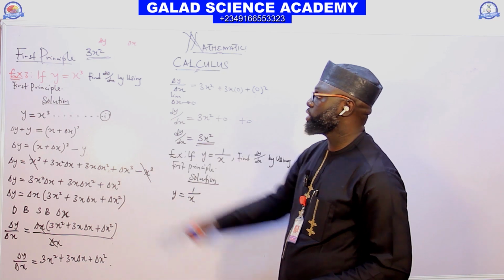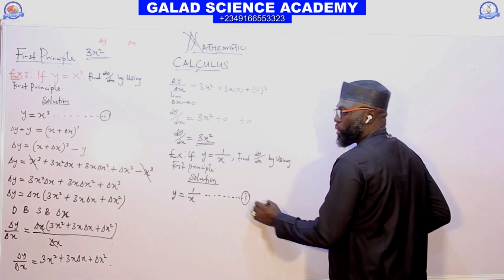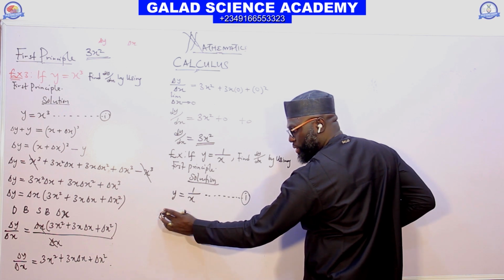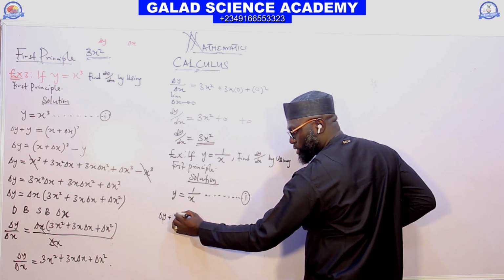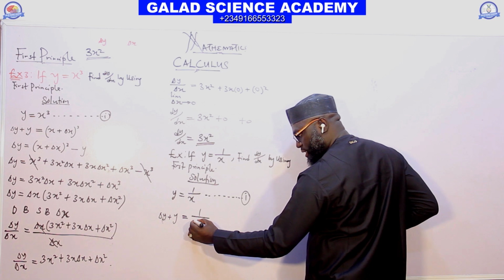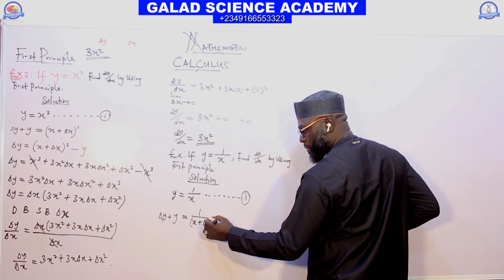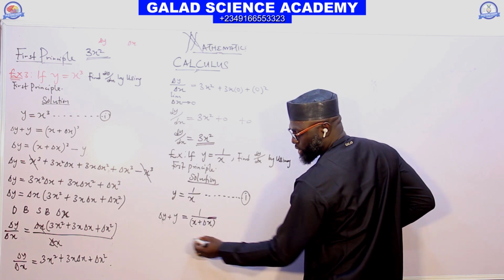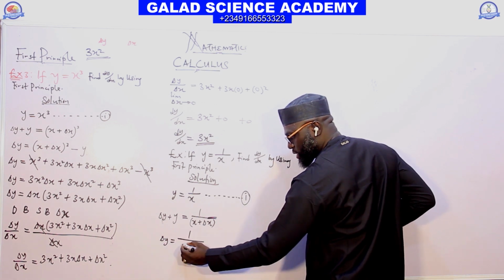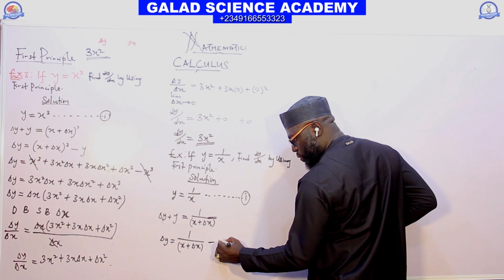For this example 3, you can call this one equation 1. You will find the increment in y. Y plus change in y will give us 1 over x plus change in x. So the next thing we do here is the change in y will be equal to 1 over x plus change in x minus y.